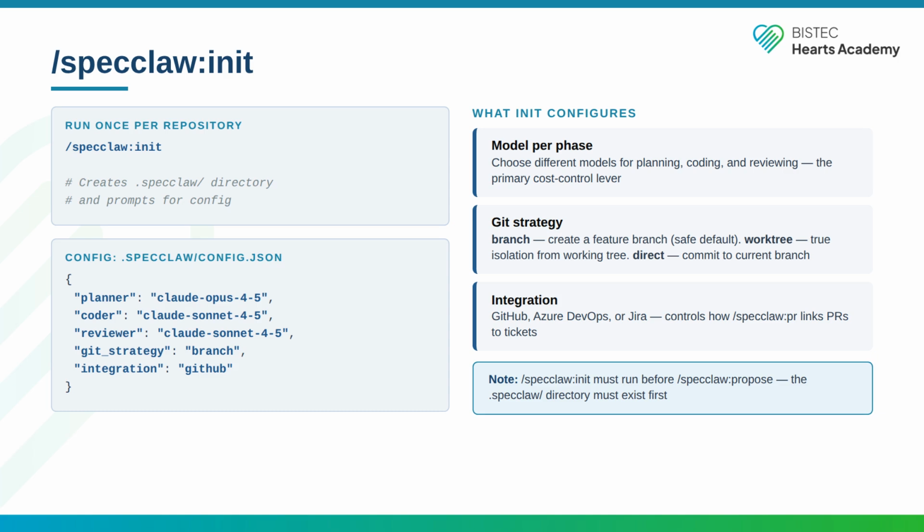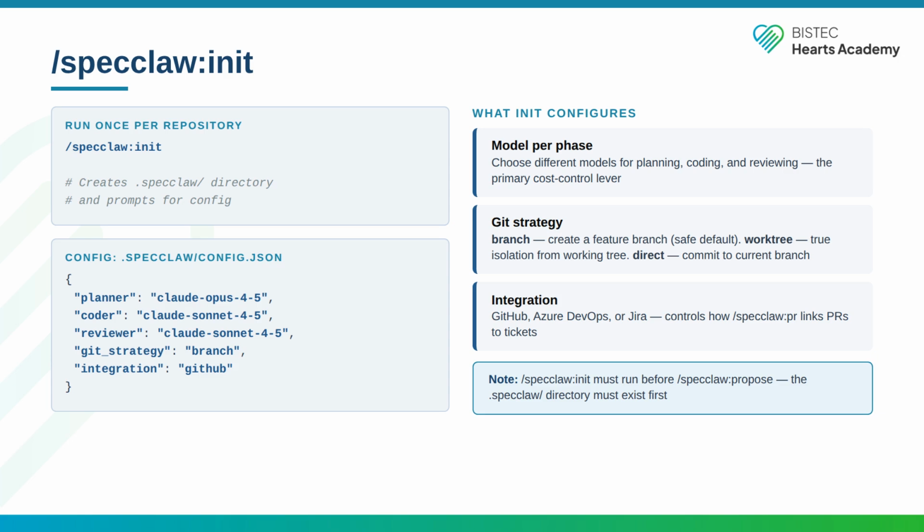The first choice is model per phase. You select which model handles planning, which handles coding, and which handles reviewing. The default configuration uses Claude Opus for planning, GPT 5.1 Codex for coding, and Claude Sonnet for review. This is the primary cost control lever in SpecClaw. You can tune each phase independently.